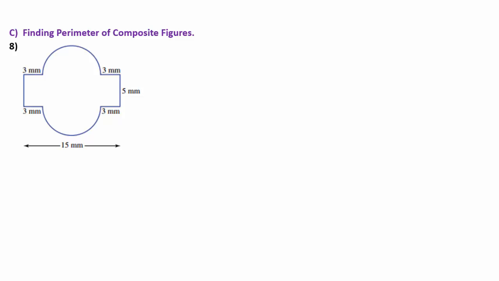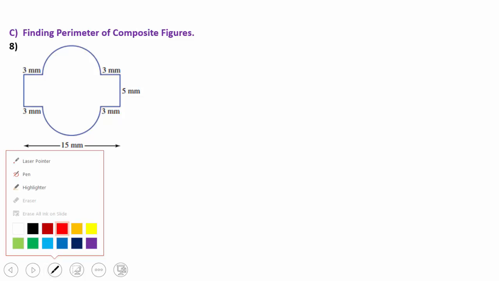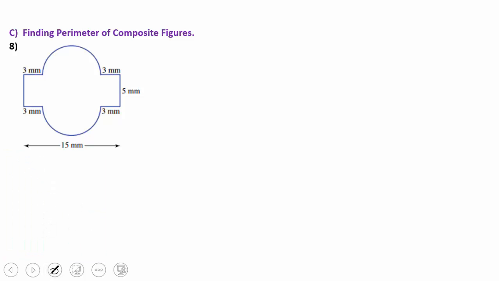Welcome back. Let's finish this off strong as we continue to find the perimeter of composite figures. It's the same exact process that we've gone through, and we're just going to use a little bit of information to help us find numbers that we need to calculate the perimeter of these composite figures. So going right into example number 8, let's take a look at what we do have.